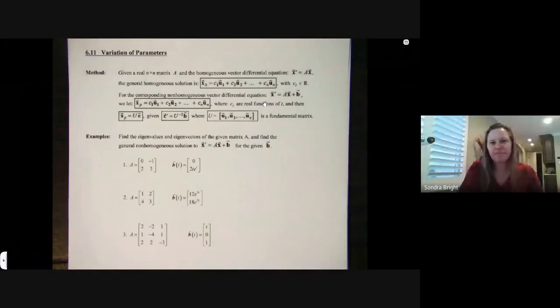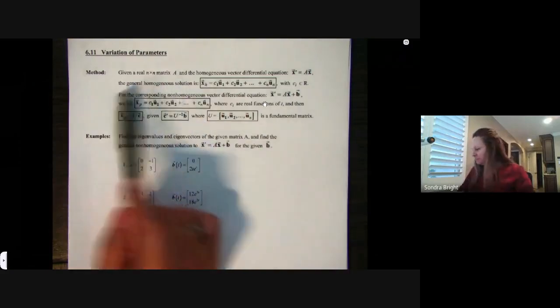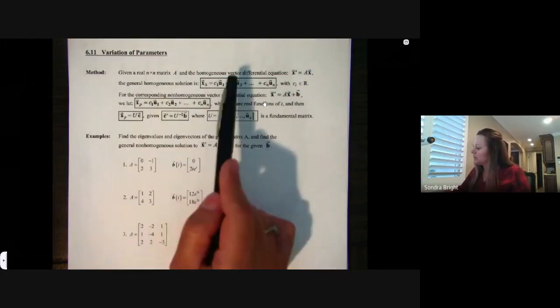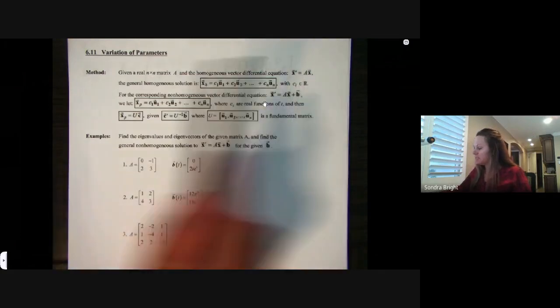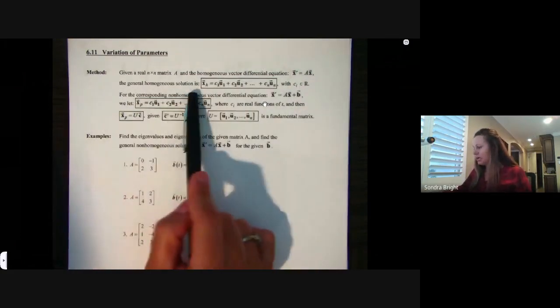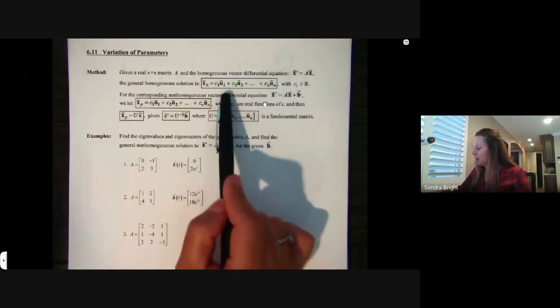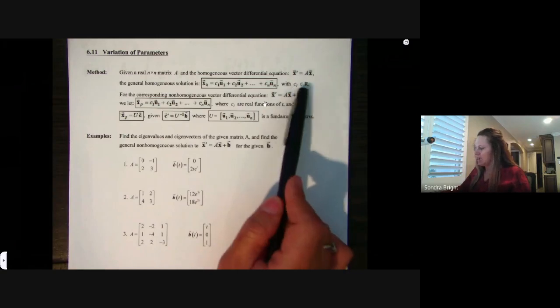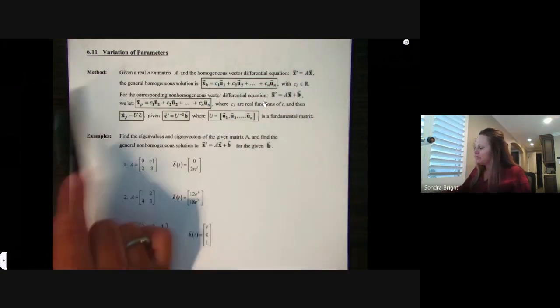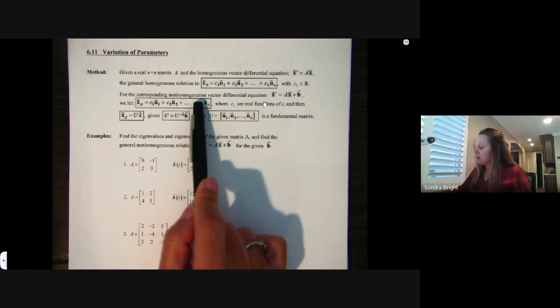Last section of the chapter, variation of parameters, but now with matrices. So remember, matrices are a system of equations. Given a real n by n matrix A and the homogeneous vector differential equation x prime equals A times x, the general homogeneous solution is this linear combination of all of these u1s through un's, where each of these ci's are real numbers, for the corresponding non-homogeneous vector differential equation.